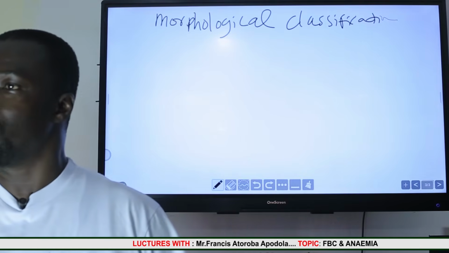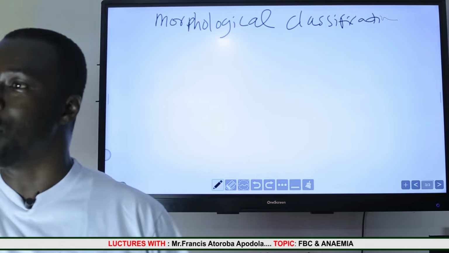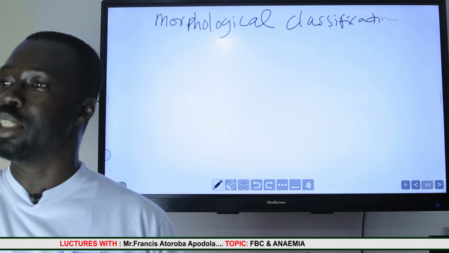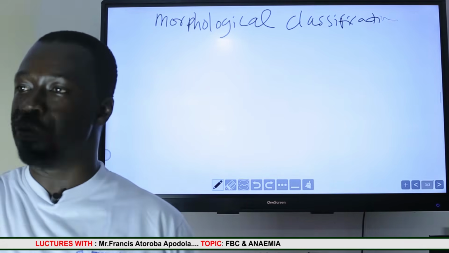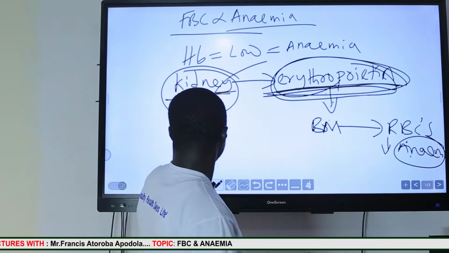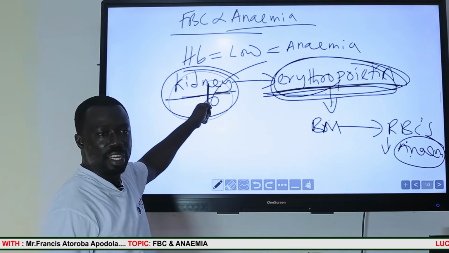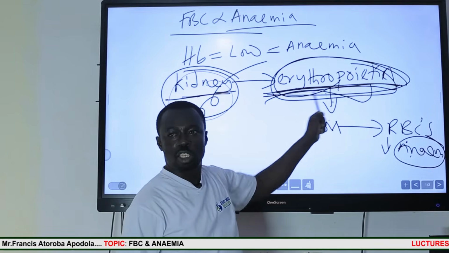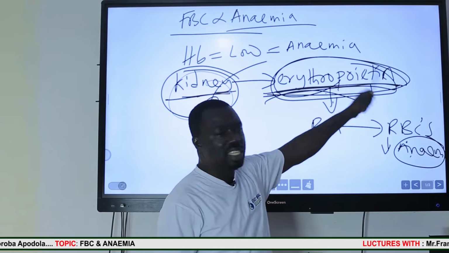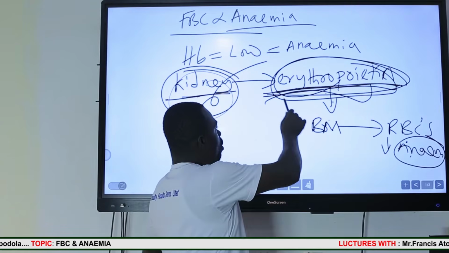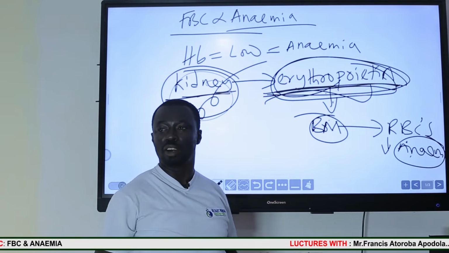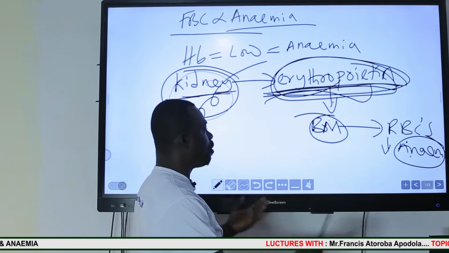Kidney failure also is part of inadequate production of red blood cells. When the kidney fails, there is going to be a failure, because I just linked it up. Once there is a kidney failure, there is going to be a decrease in the production of erythropoietin. And once the erythropoietin production decreases, then we know this is the one going to stimulate your bone marrow to produce what? The red blood cells. And the kidneys have failed.